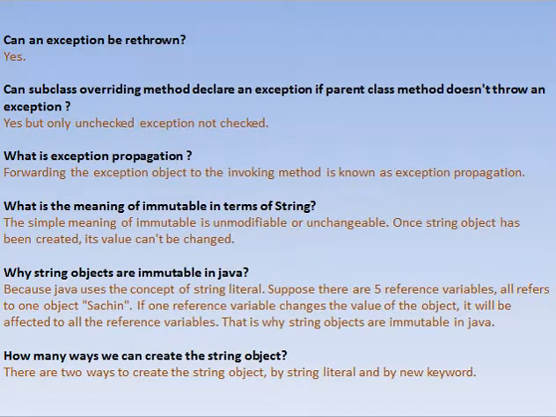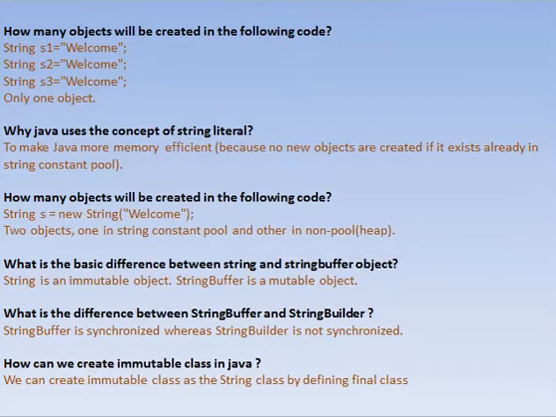How many ways can we create the string object? There are 2 ways to create the string object, by string literal and by new keyword. How many objects will be created in the following code? String s1 = "welcome"; String s2 = "welcome"; String s3 = "welcome"; Only one object. Why does Java use the concept of string literal? To make Java more memory efficient, because no new objects are created if it exists already in string constant pool.